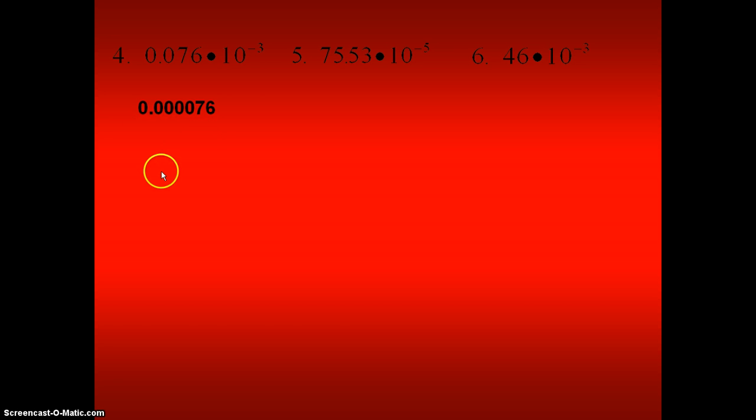Okay, now I'm going to work it back into scientific notation. I'm going to be moving the decimal 1, 2, 3, 4, 5 places to the right, landing in between the 7 and the 6. So 7.6 is my new number. All those other zeros can go away. Times 10, and then it's to the negative 5th power.